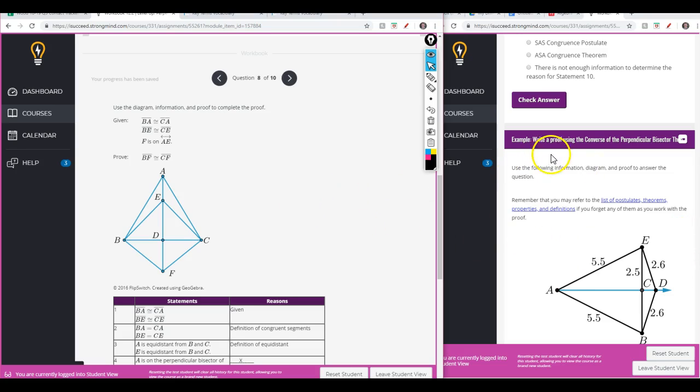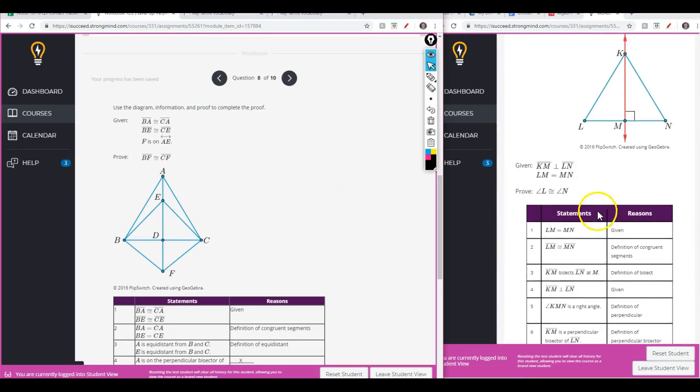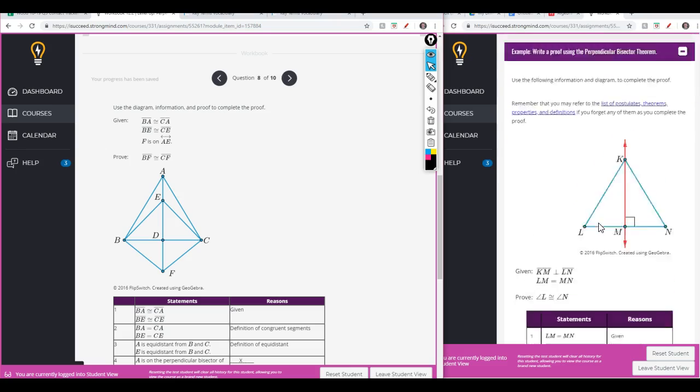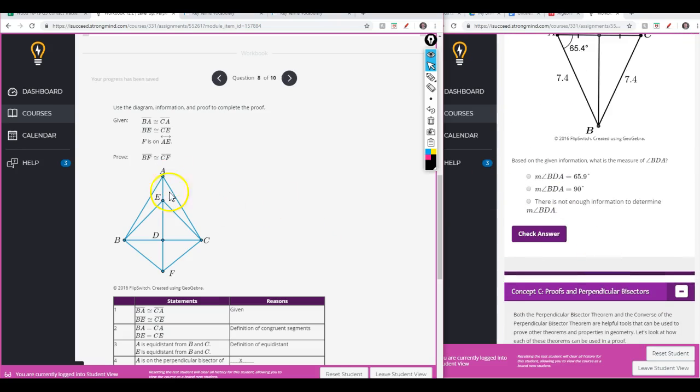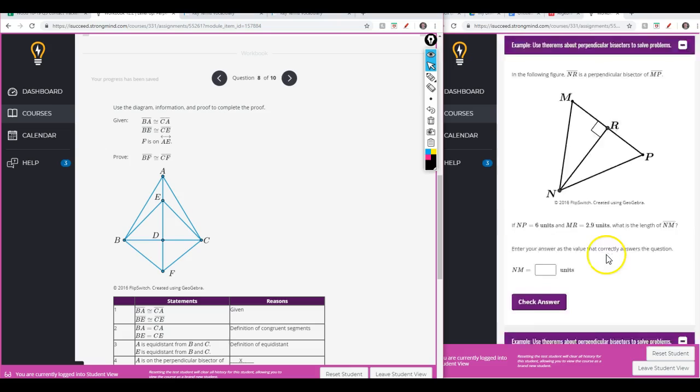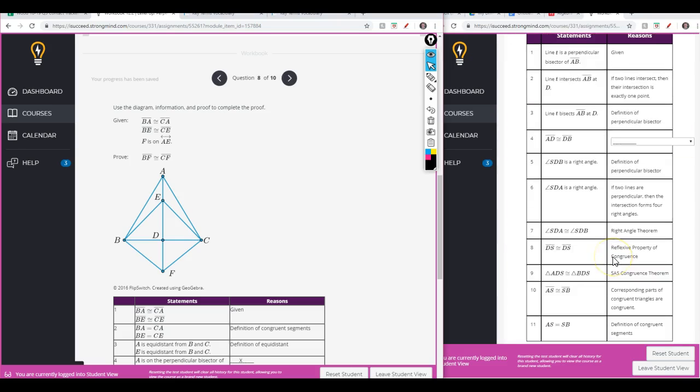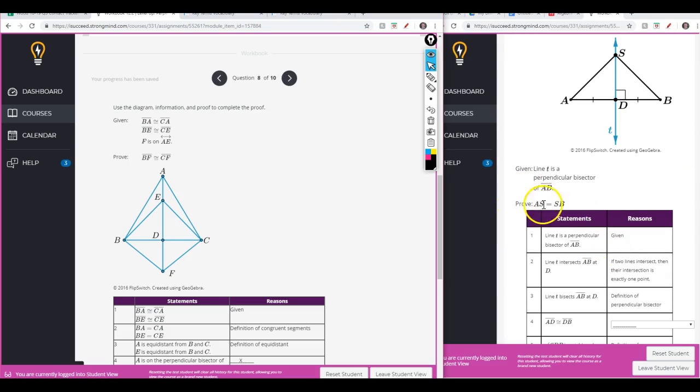So again, I would duplicate it and just scan to see if I have anything similar to this. We're just proving that segments are congruent. We have different things that are given, so this can just be a resource to see if we have any similarities. However, it's not going to be my main go-to.